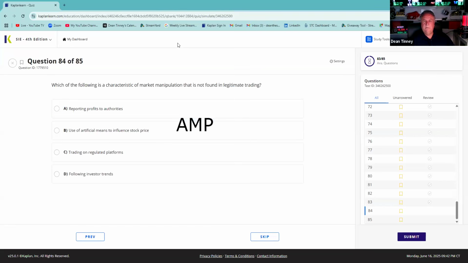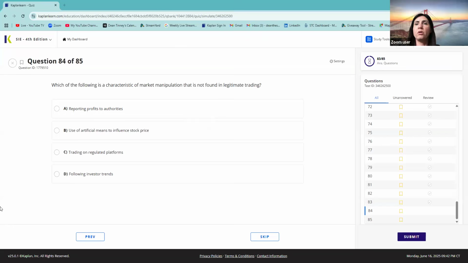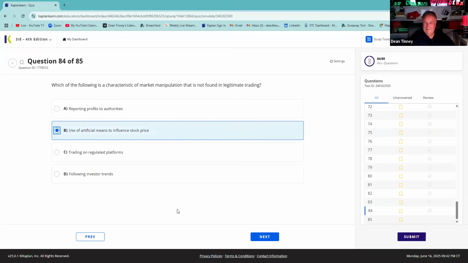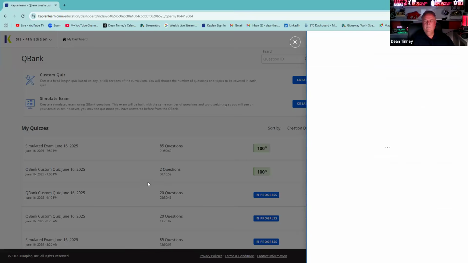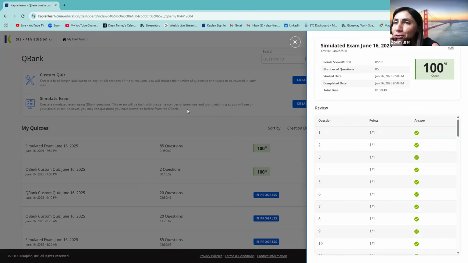Which of the following is a characteristic of market manipulation that is not found in legitimate trading? So, use of artificial. Yeah, that's called manipulation. Absolutely. T-bills are the U.S. government's short-term. Boom. Oh my gosh, ready to test tomorrow.